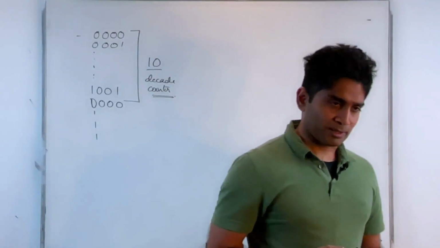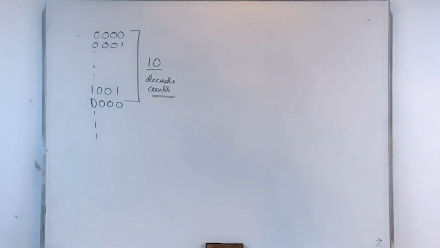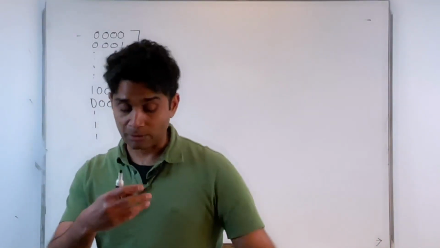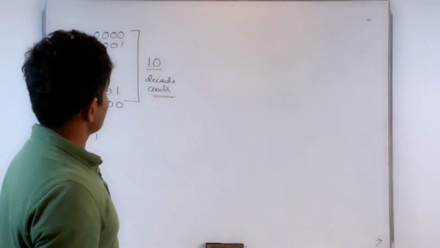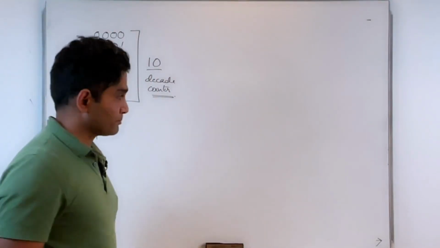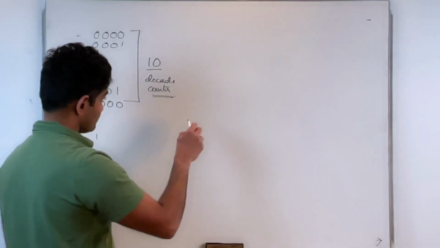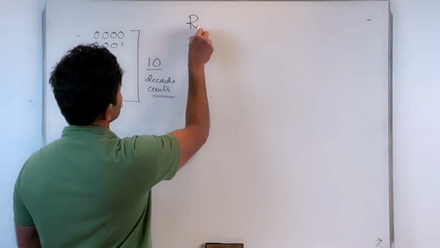Can I configure or apply my ripple counter, or the counter that we just designed, to obtain a decade counter? Now, by the way, the counter that we just designed, that's also called a ripple counter.